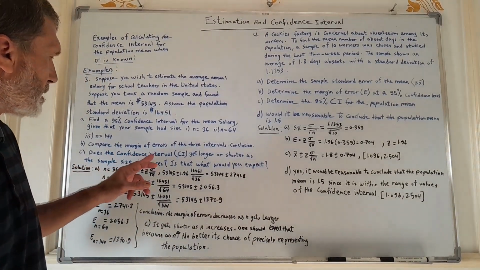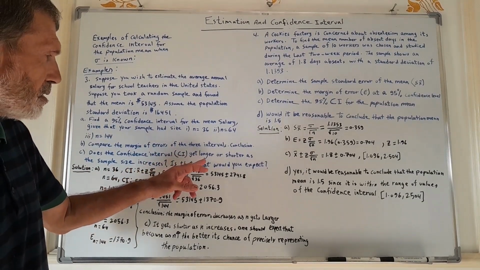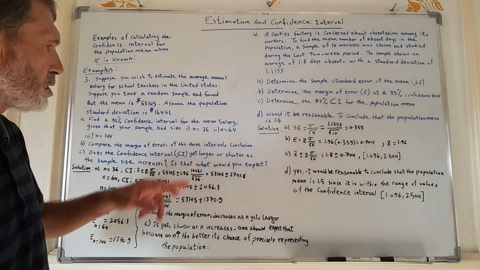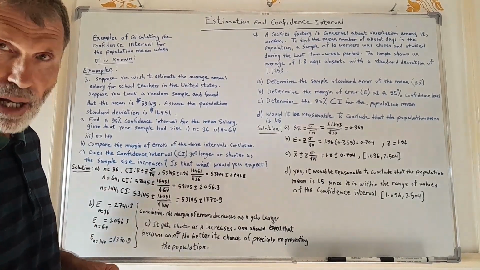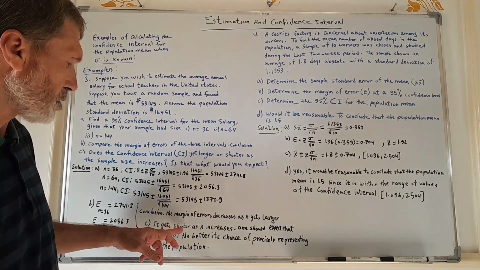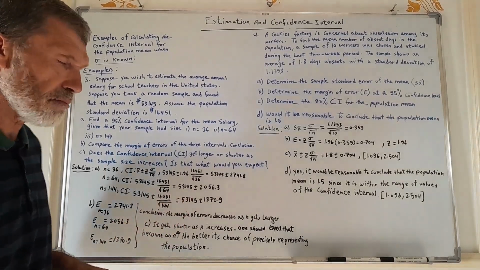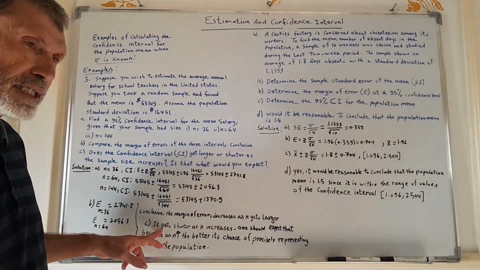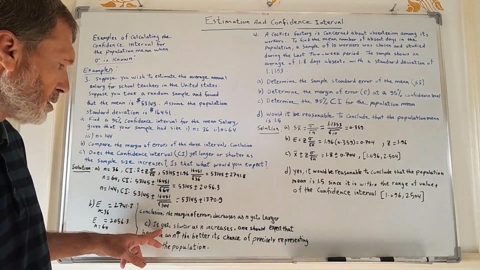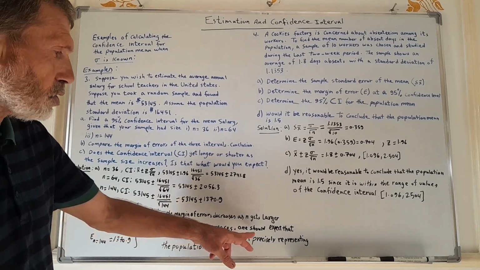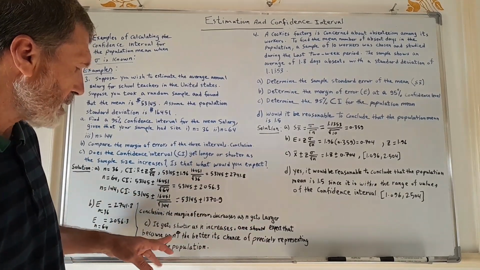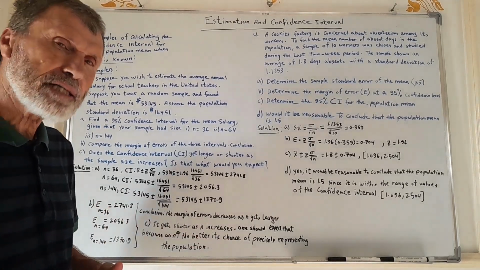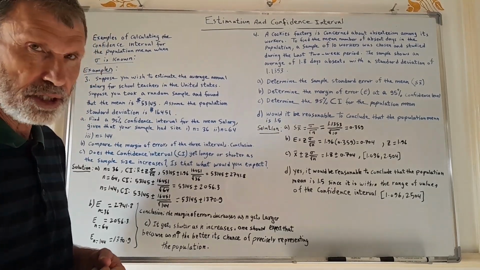C, does the confidence interval get longer or shorter as the sample size increases? Is that what you would expect? Of course, here it gets shorter, as you can see. Why? Because the margin of error decreases as n increases, so the confidence interval gets smaller or shorter as n increases. One should expect that, because as n increases, the better the chance of precisely representing the population.